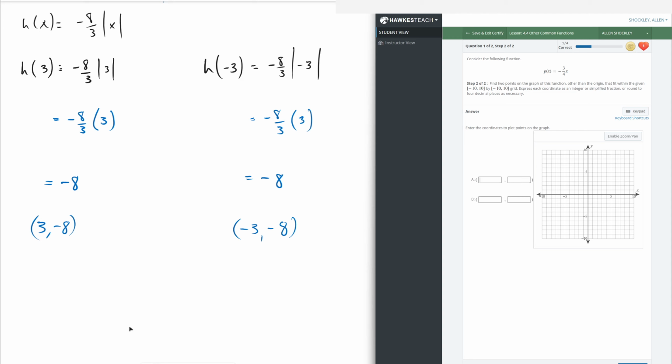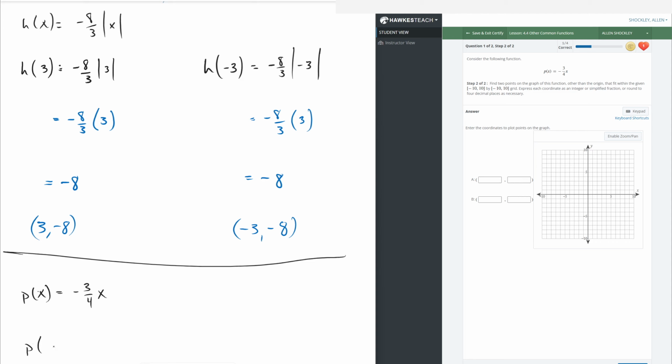So back on our sheet, let's take a look now at what that would look like. We have p of x is equal to negative 3 over 4 x. So let's try to find some easy ones to do. Maybe we can do 4. And then what would happen if we did negative 4? So p of 4 would be negative 3 over 4 times 4. And then p of negative 4 would be negative 3 over 4 times negative 4.